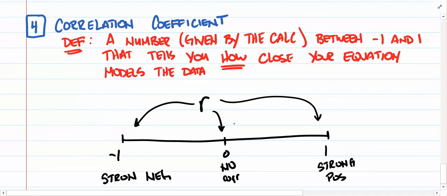So we're going to be doing some of this and understanding it and looking at some graphs in class tomorrow. But I wanted you to understand what the correlation coefficient is. And this is basically what it is. It's a number between -1 and 1 that tells you how close your equation models the data.